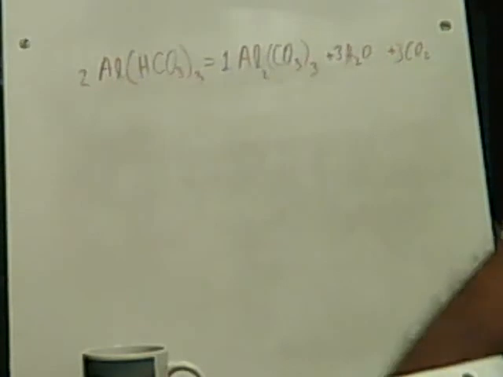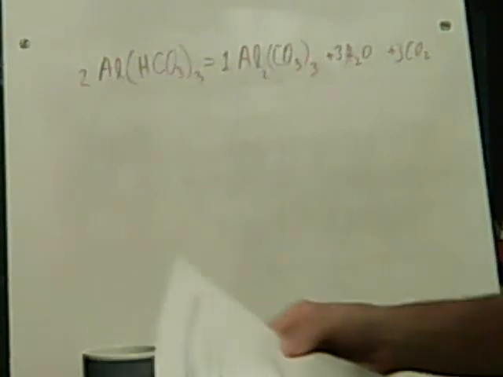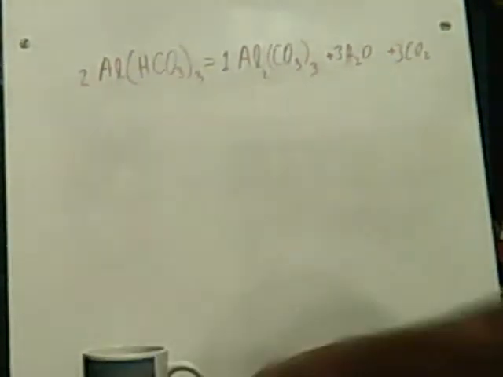Okay, we're at 23 minutes, so let's see if we can do the next section here. It says, predict whether or not a reaction occurs for each of the following based on the activity series. Aluminum, or whether or not a reaction occurs.